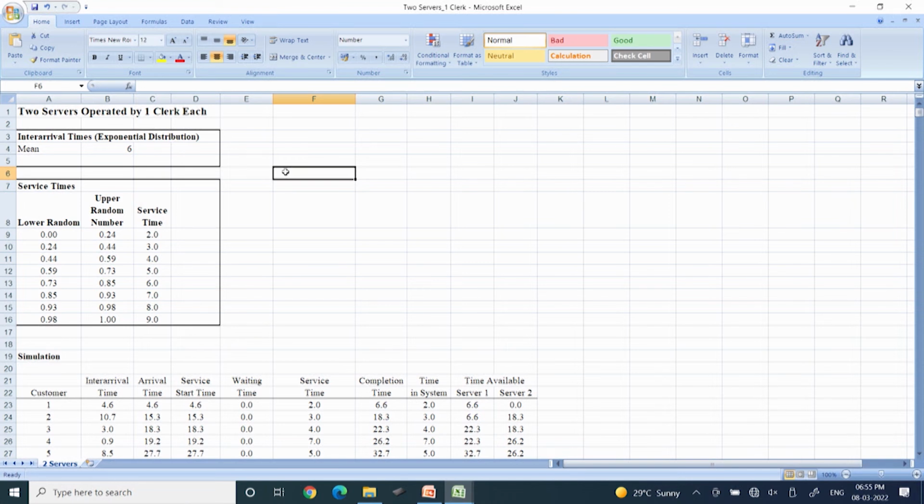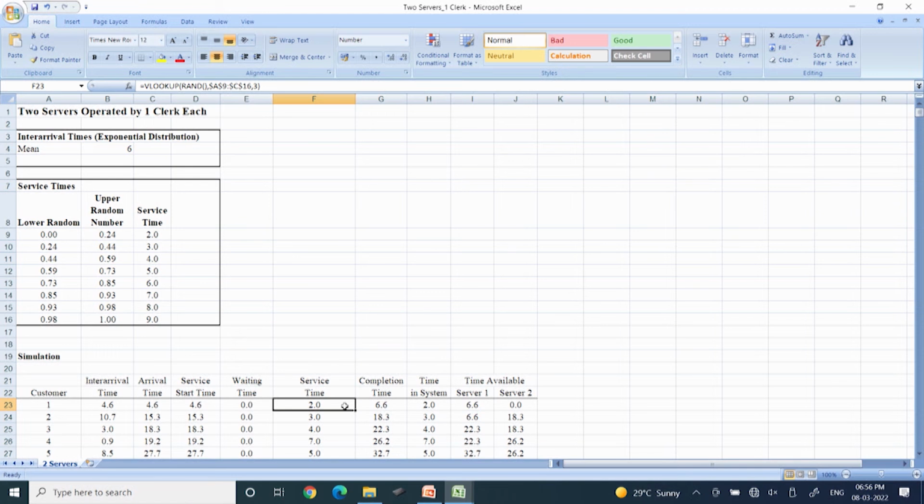So, customer 1, here also we are following the same assumption. What is the same assumption? Customer 1 will go to server 1. After that, if any customer is entering, he will go to the server which has been idle for a longer time. So, arrival time is 4.6, service start time is 4.6, there is no waiting time. Look at the service time, we have taken it by using the VLOOKUP function.